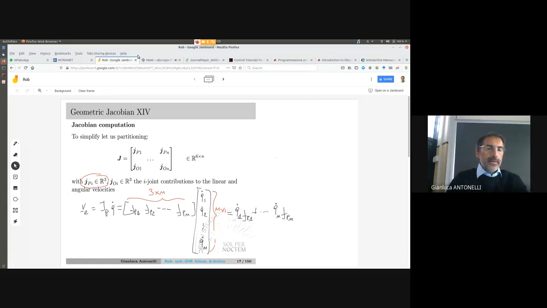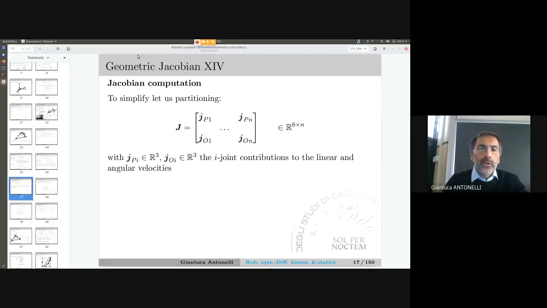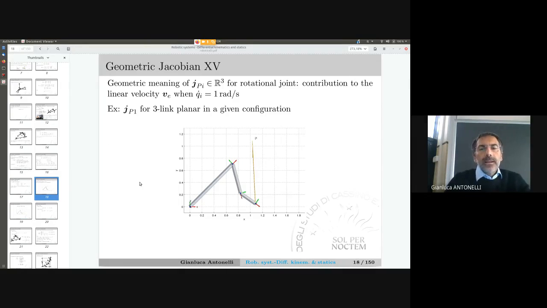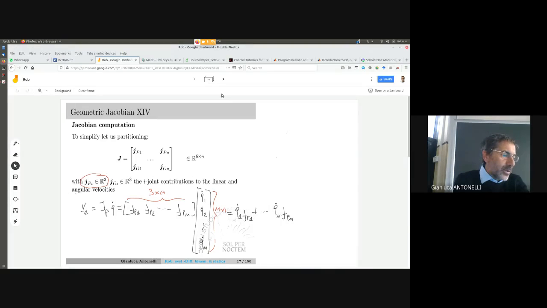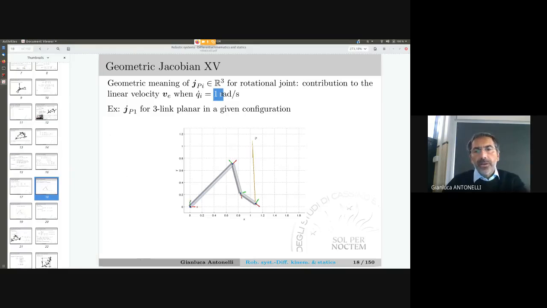Let us see it, as usual, for a planar robot with few links, in order to understand this concept. This is a three link planar robot, and if I move joint one, for example, at 1 radian per second, I can delete this contribution here. What is the linear velocity of the end effector? Well, let us just have a look.